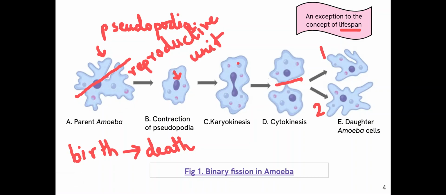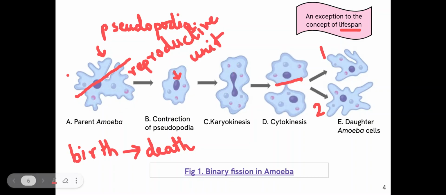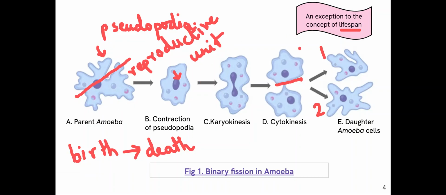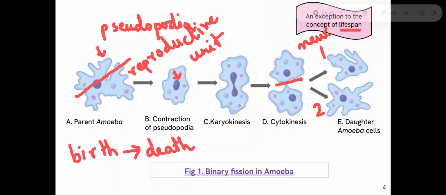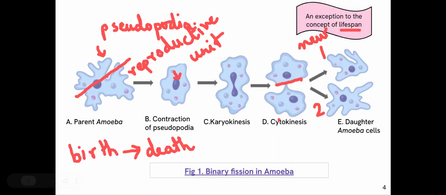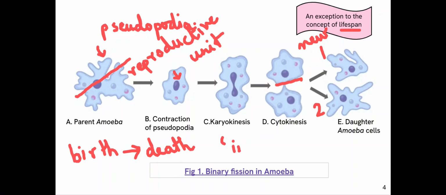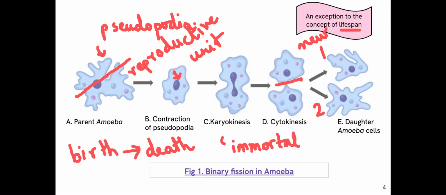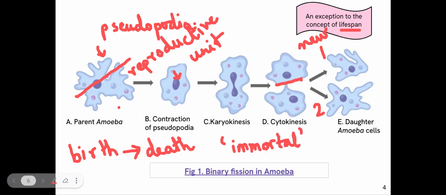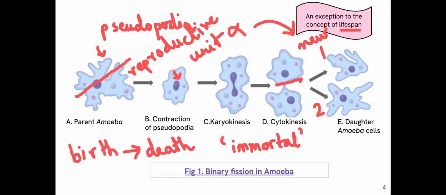And once binary fission has taken place, the cellular structure of the parent amoeba is giving rise to two new daughter amoeba cells. So we can say that binary fission in amoeba is an exception to the concept of lifespan, where the organism, in terms of biology, is actually immortal, because this parent amoeba is completely losing its identity to give rise to two new cells.